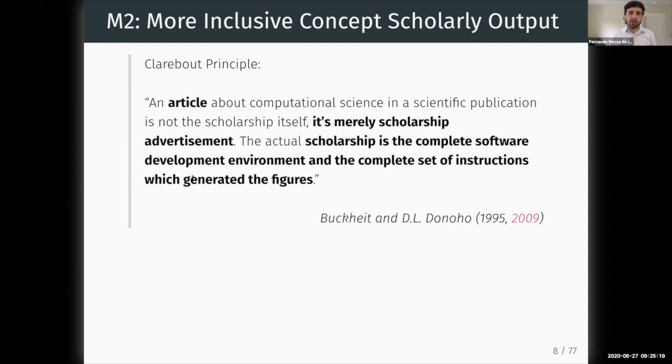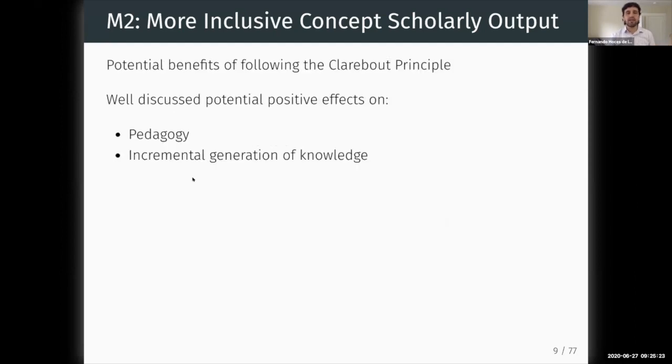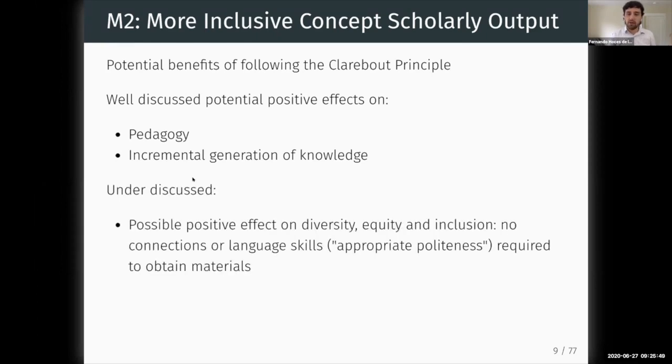This principle, the Claerbout Principle, is used frequently to emphasize the potential positive effects of computational reproducibility behind pedagogy. It's easier to teach if you are showing the entire iceberg, not only the top part. It's easier to generate incremental knowledge for people to pick up where others left off if you have access again to the whole thing. But one under-discussed dimension is that this might have some possible positive effects on diversity, equity, and inclusion, in the sense that if the default is that you can access the entire set of instructions, the entire data and the entire code without having to ask anybody, without having to have the proper connections to obtain that data, in a sense, you are reducing the barriers of entry to researchers who don't have the right connections, who don't have the appropriate language skills, appropriate politeness, if you will, to obtain those materials. So that's a second motivation.